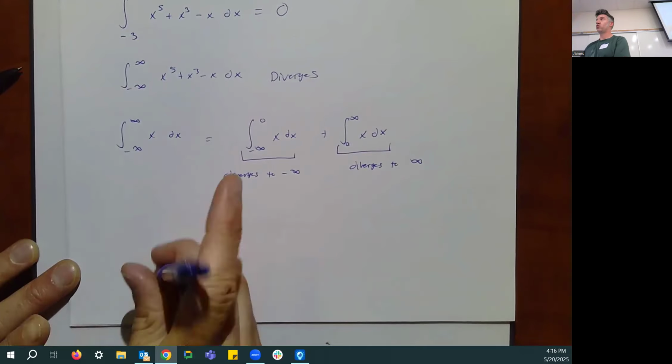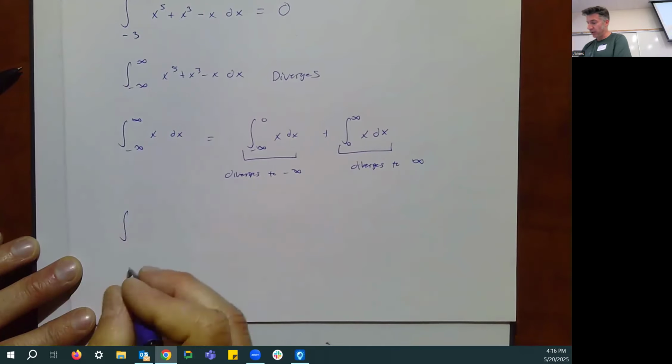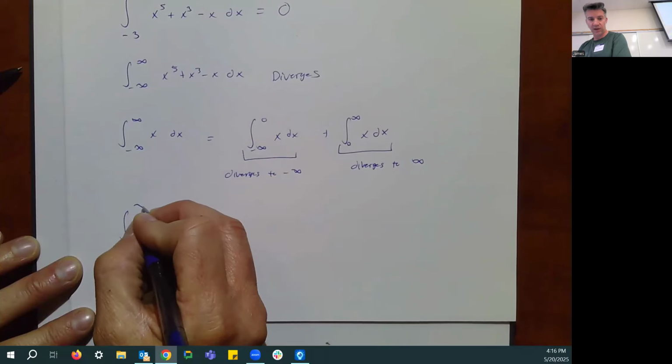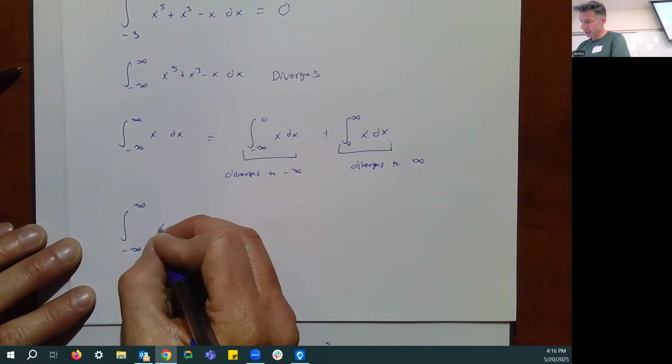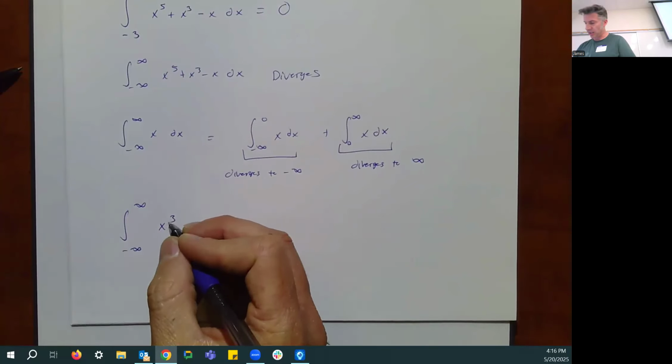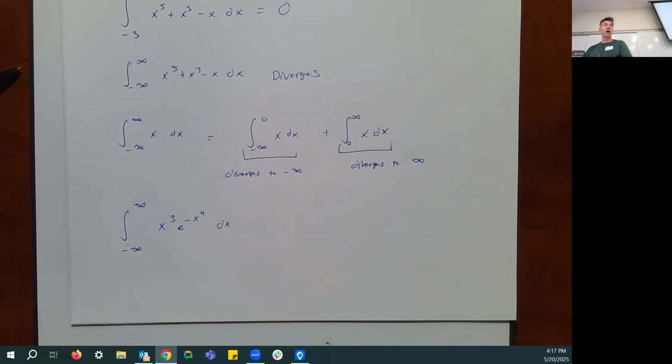Like, sure, the integral from negative infinity to infinity of, let me double check before I get too carried away here. Yeah, of x cubed times e to the negative x to the fourth. This one, if you break it up from negative infinity to 0 and 0 to infinity, each of those integrals will converge, and one of them will converge to, I think, 1/4, and one of them will converge to negative 1/4, and when you add it together, you're going to get 0.